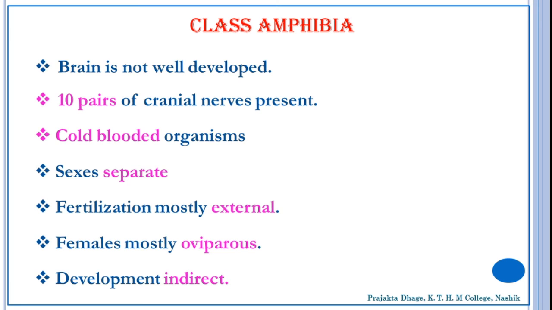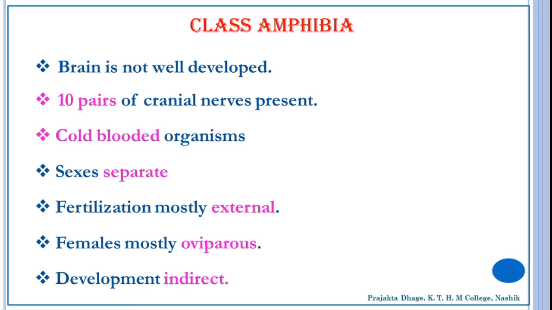Indirect development is present in these organisms. Indirect development means the presence of a larval form. Take the example of the frog. In the frog, the larval form is referred to as a tadpole, which is going to metamorphose into the adult frog, right? This is called indirect development, where there is an intermediate larval form which later metamorphoses into the adult form.